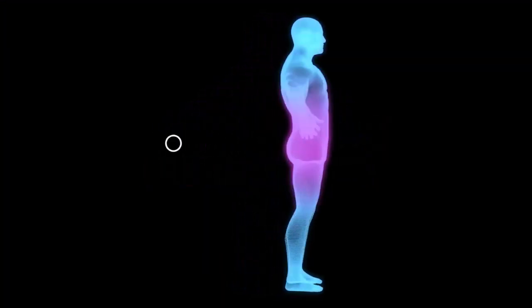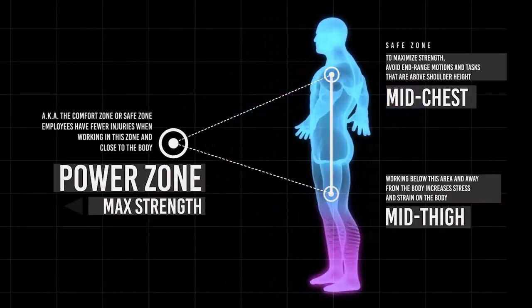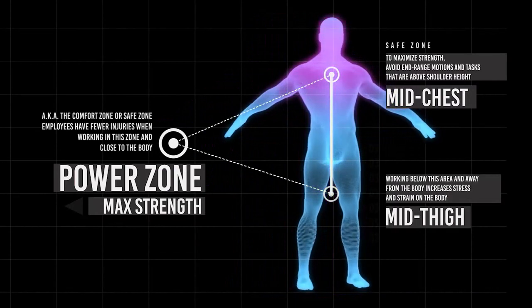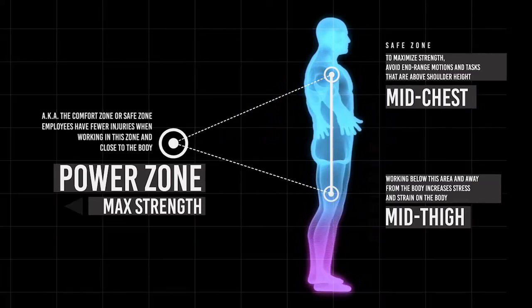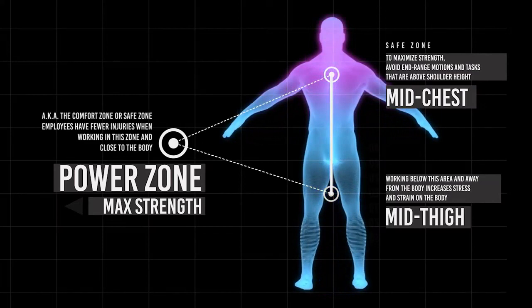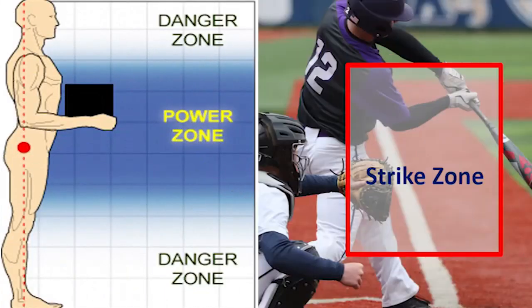The power zone, which may also be called the safe zone or comfort zone, is the area within your range of motion that gives you the maximum strength capability with the most comfort. It is the zone close to the body between mid-thigh and mid-chest. This is a zone where arms and back can lift the most with the least amount of pressure. It's similar to the strike zone in baseball.